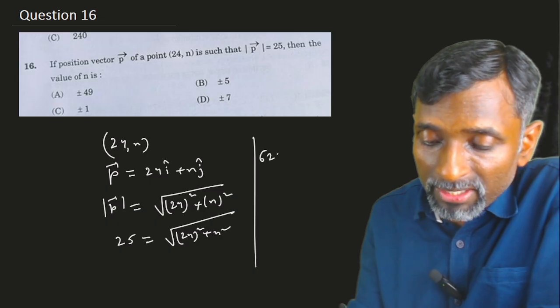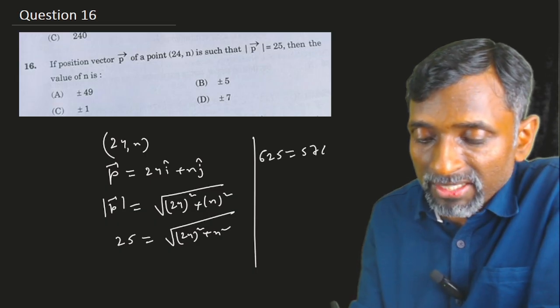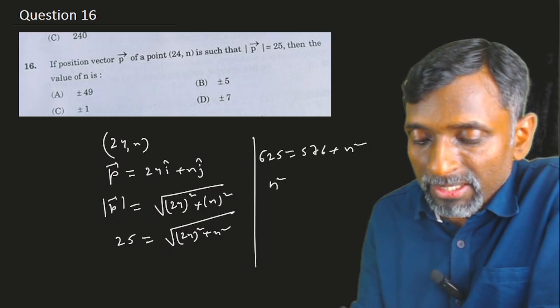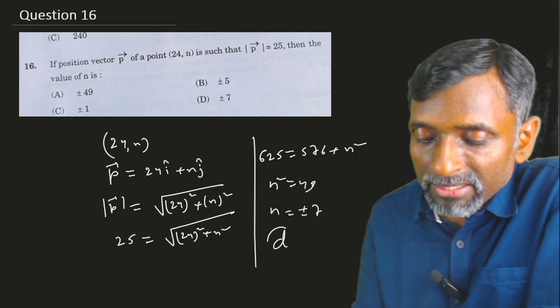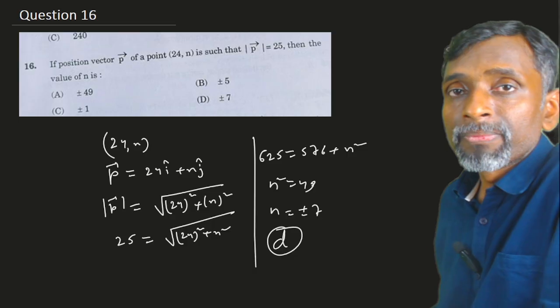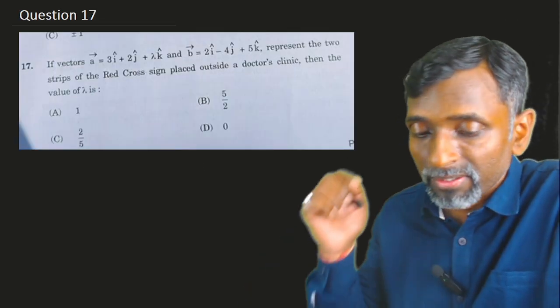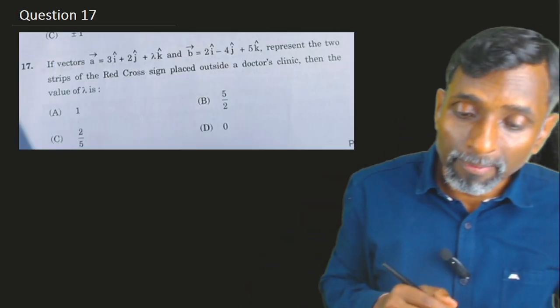After squaring both sides, 625 is equal to 576 plus n square, and n square is equal to 49. We can say n is equal to plus minus 7. Option D is the correct answer in this, right? It's a very simple question on the vector. Okay, let's move to question 17.